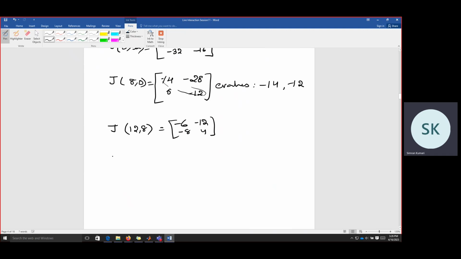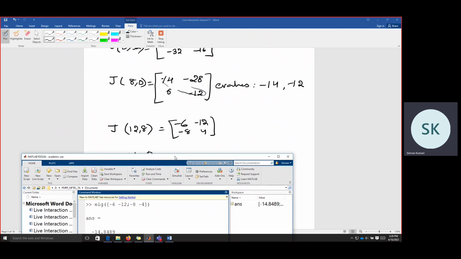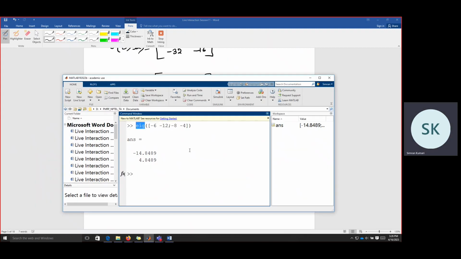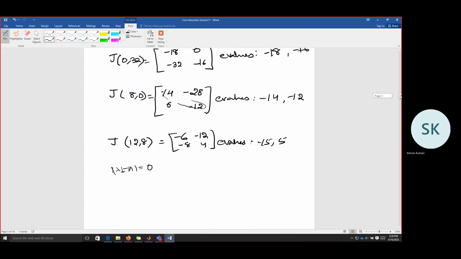So we try to find the eigenvalues. One way is to set the determinant of lambda I minus A equal to 0, or we'll not go into detail and just use a command in MATLAB. We have minus 6, minus 12 in this matrix, and we use the eig command to find the eigenvalues. This gives us minus 14.8 and 4.8, so the eigenvalues are roughly minus 15 and 5. These are the eigenvalues of the Jacobian matrix.